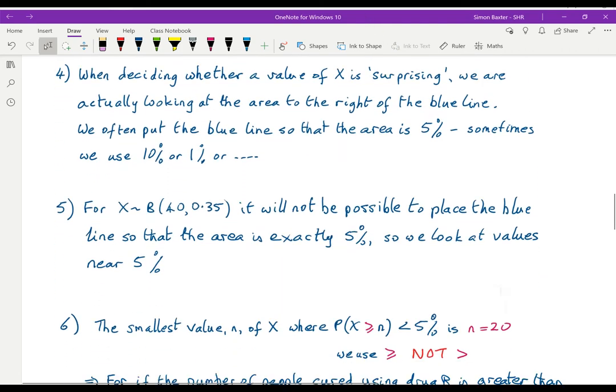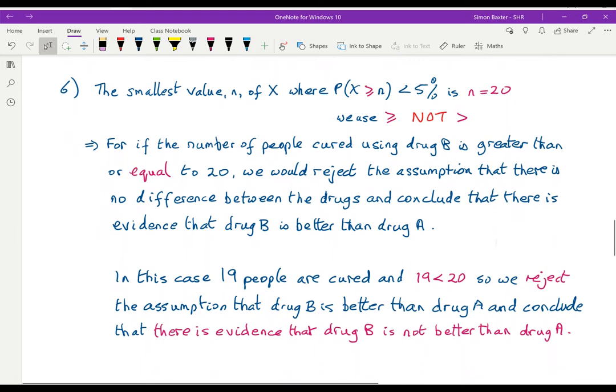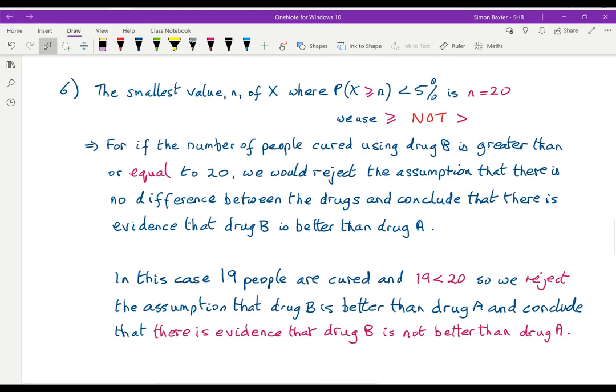And so the smallest value n of x, where the probability that x is greater than or equal to n, we include n in this, is less than 5%, in this case, is n equals 20. Now, what does that mean? If the number cured is greater than or equal to 20, we would be surprised.